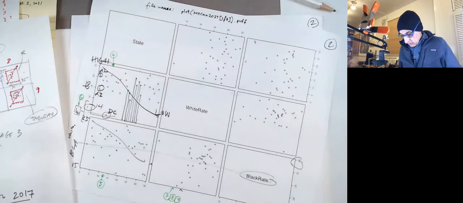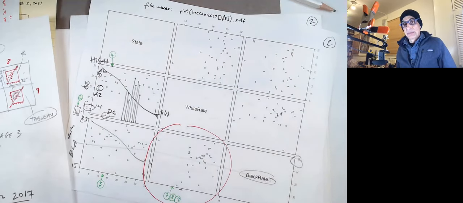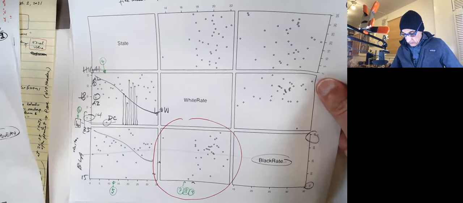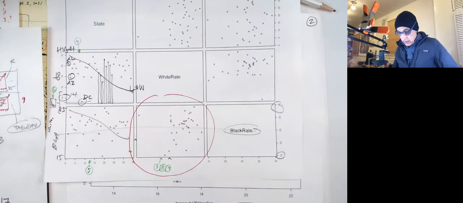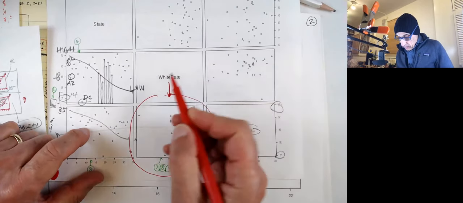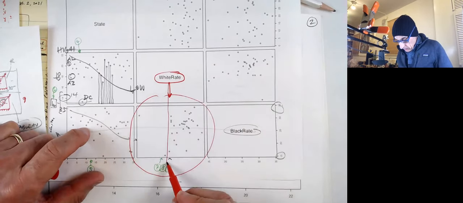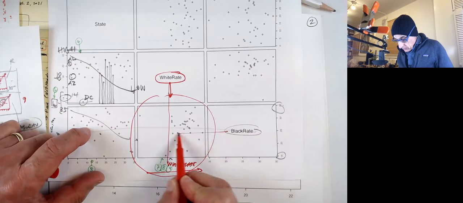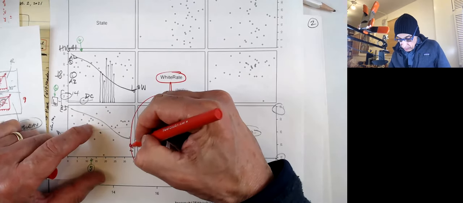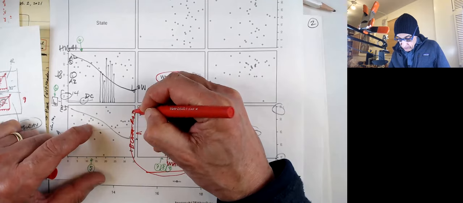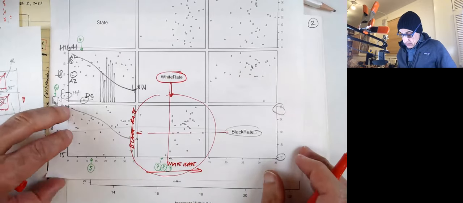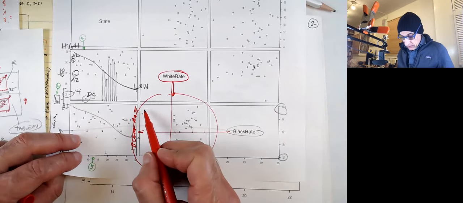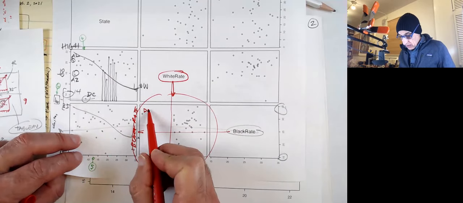So now we get to the last one, which is number 7, 8, and 9. In this case, this is how you read it again. You go down. So this is the white rate, which gets moved over here and becomes the label, right? White rate for that. And then this becomes the black rate. Okay. And now we could figure out which state is which, except we know that this is DC, right? Because it's such an outlier.